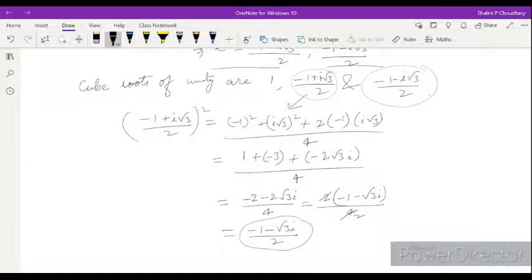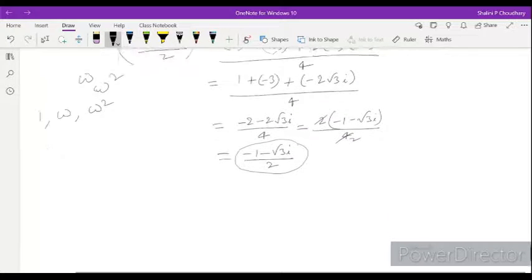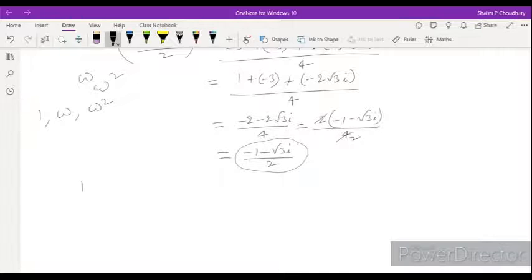So these two roots which are conjugate to each other, if we consider this one as omega, then this one will be omega square. So there are three roots, considered as 1, omega and omega square. Similarly, when we find the square of this root, we'll get this one. So we can say that these are the three cube roots of unity. 1 plus omega plus omega square will be equal to 0.